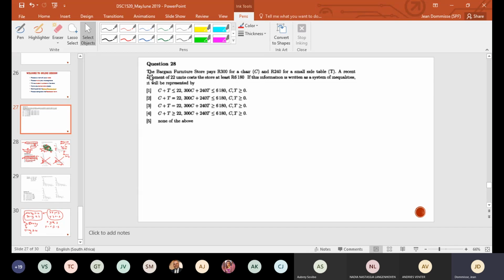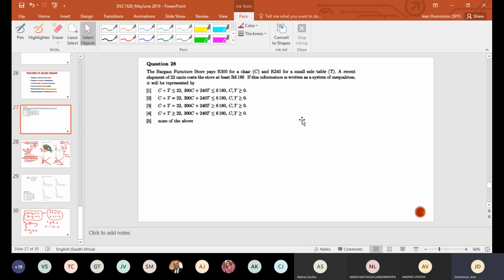Okay, so the bargain furniture store pays 300 Rand for a chair and 240 for a small table. A recent shipment of 22 units cost the store at least 6,180. If this information is written as a system of inequalities, it will be presented by.